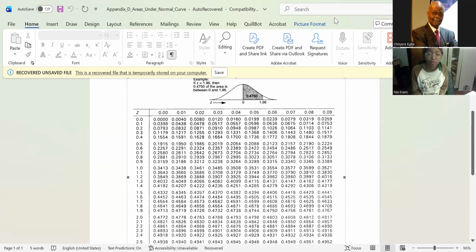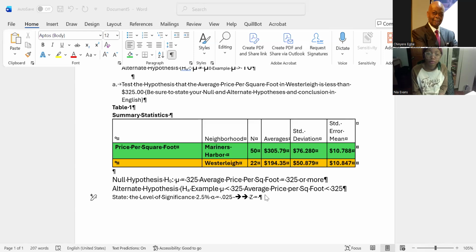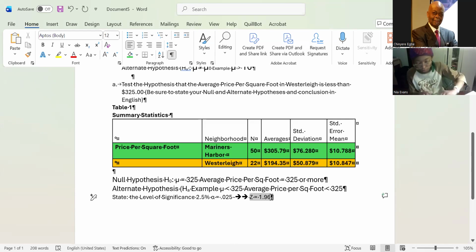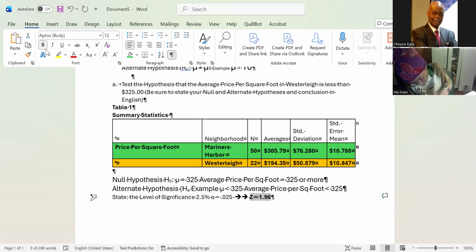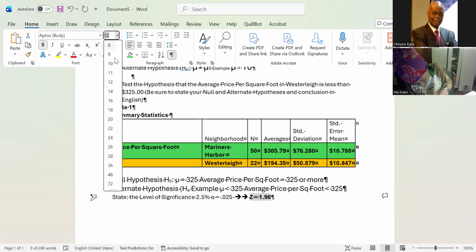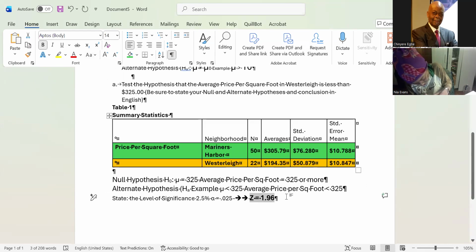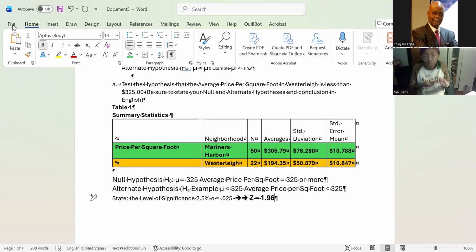So let us go back then to how we proceed. The z value will be 1.96. Our z value will be 1.96. And so we standardize.